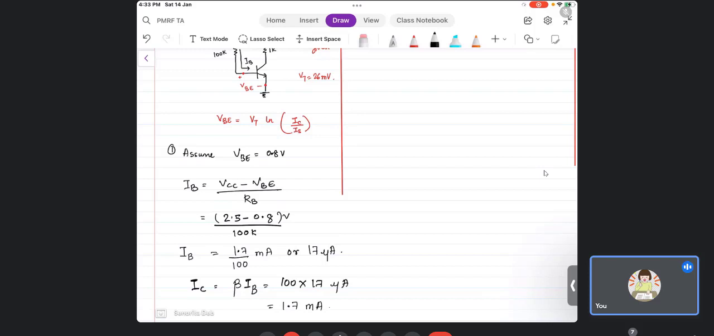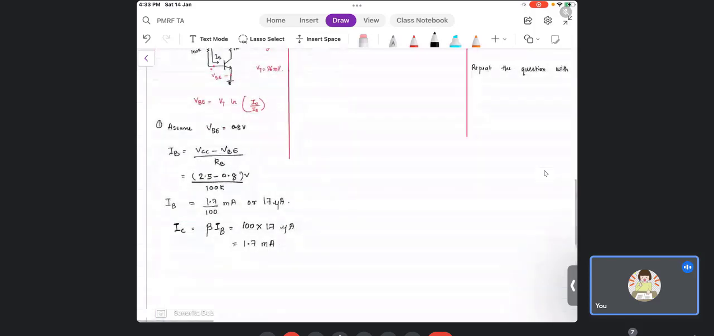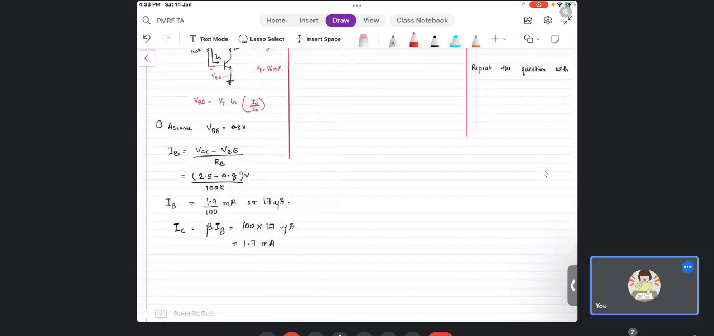Okay. Now what you do? Now you use this equation. Now you will say, what is the use of using this equation, ma'am? You have already assumed VB. So why are you using it? We are using it to verify and iterate. This is called an iteration process. Okay, this is how you actually do it.